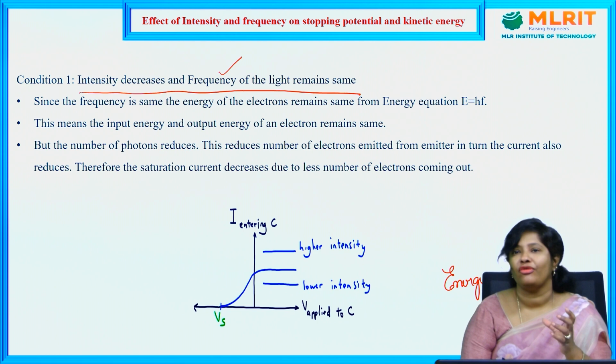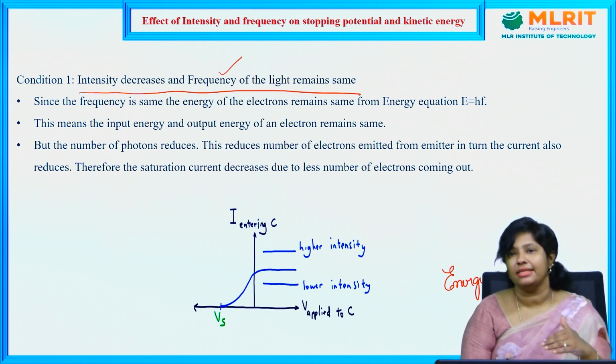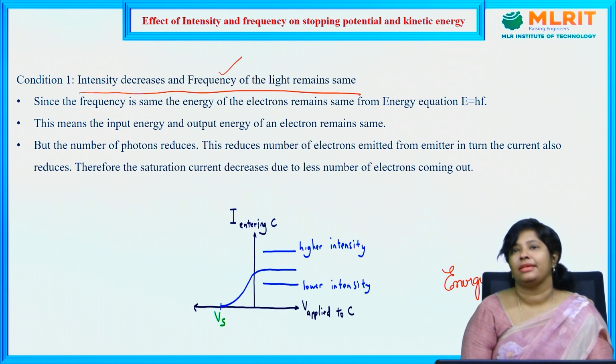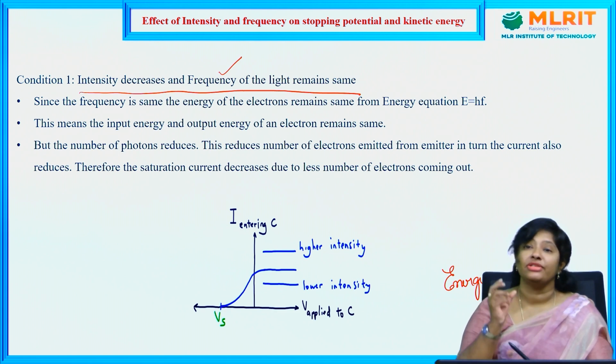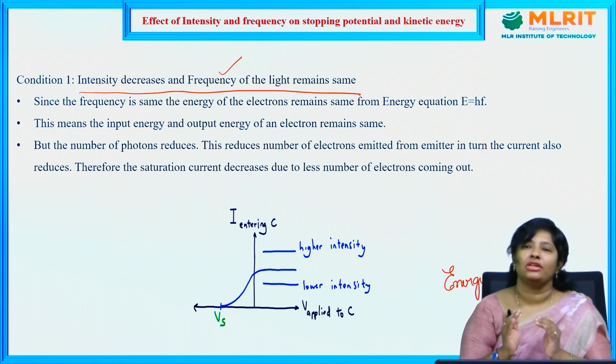Why is the number of photons reducing here? As the intensity of the light is decreased, the number of photons reduces. This reduced number of electrons emitted from the emitter in turn reduces the current also. Means, whatever the electrons, the energy is remaining the same, but the count of the electrons is decreasing.